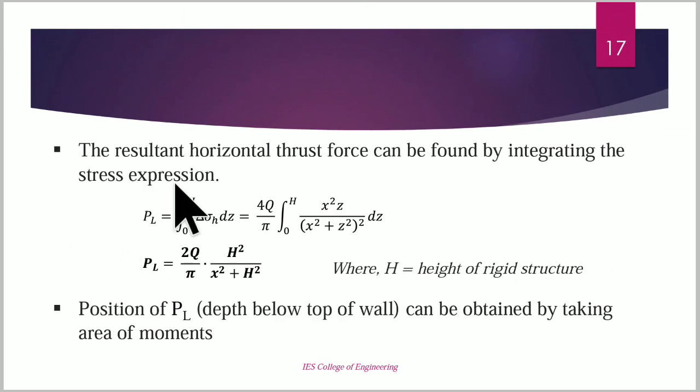The resultant horizontal thrust force can be found out by integrating the stress expression, which implies PL is equal to integral 0 to h delta sigma h dz, which is equal to 4q by 2 pi into integral 0 to h x square z by (x square plus z square) the whole square dz, which implies PL is equal to 2q by pi into h square by (x square plus h square), where h is equal to the height of the rigid structure, and the position of PL can be obtained by taking area of moments.